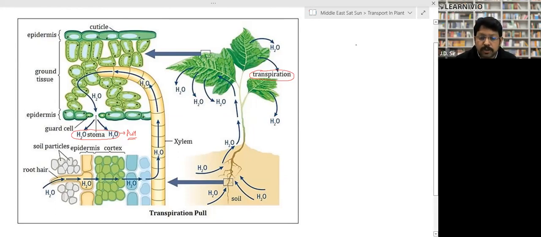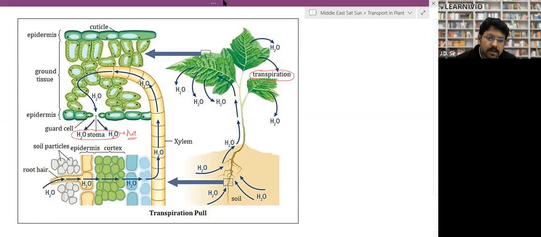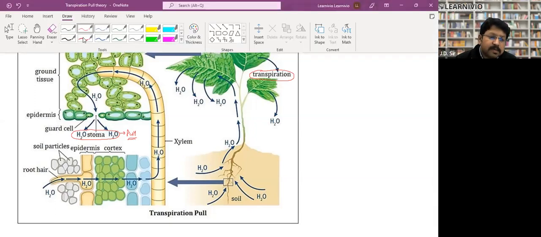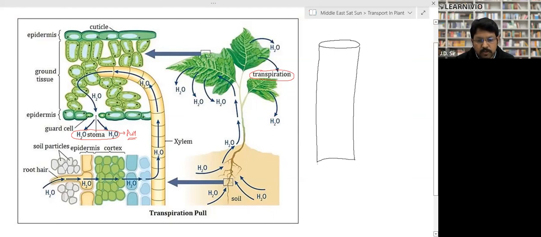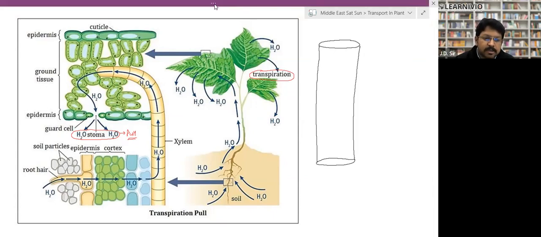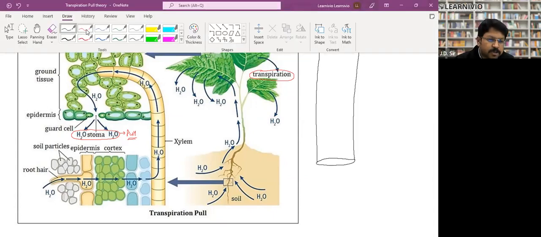Transpiration pull theory also says that there are tracheids. Tracheids are basically xylem. So for example, this is a xylem, right? This is the structure of xylem, which is responsible for translocation of water. Xylem is made up of a special kind of cells, basically sclerenchymatous cells, and some other different cells as well.